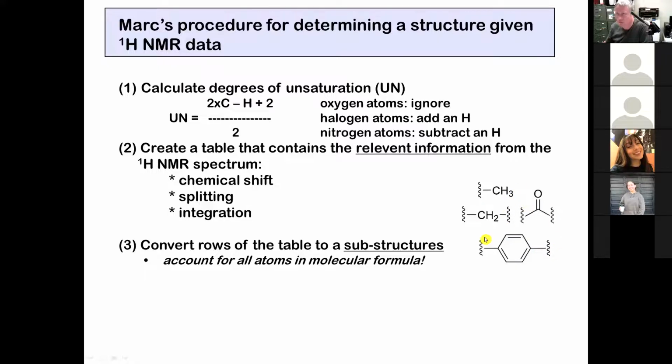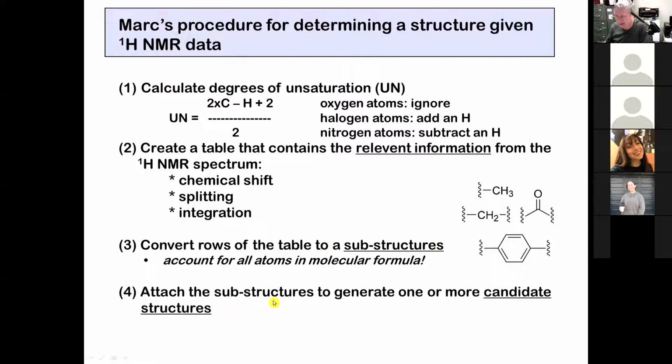Okay, we'll show this in a second. We're going to make a little table, and every row of the table will be turned into a piece of the puzzle. And then we're going to account for all the atoms in the molecular formula. And then we're going to start snapping them together, using the NMR data. Attach the substructures to generate one or more candidate structures, meaning structures that might be the product.